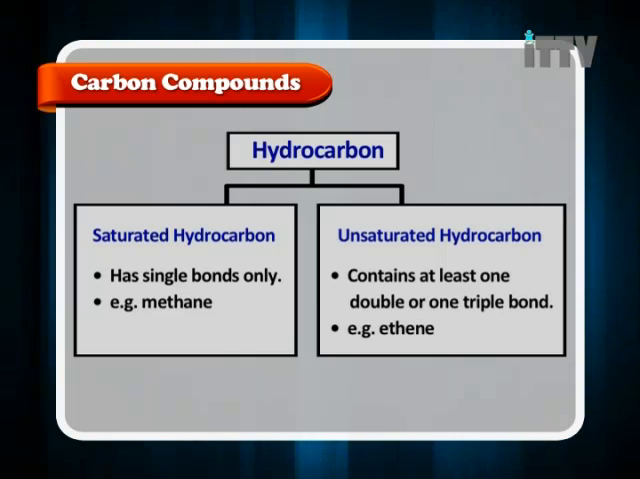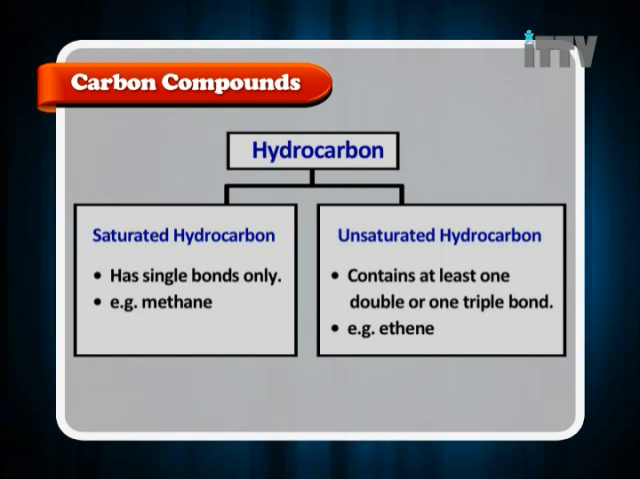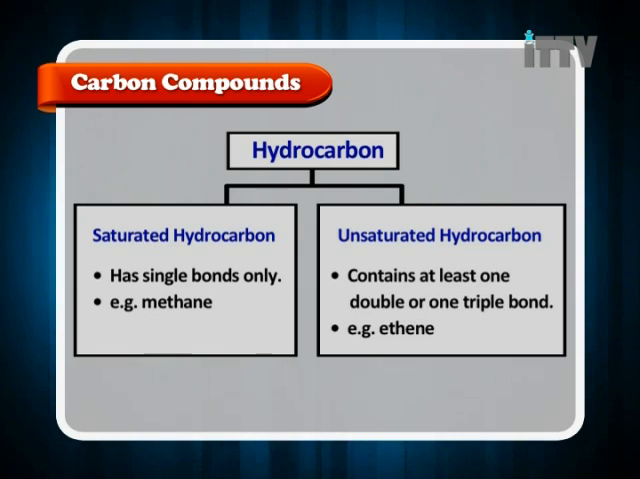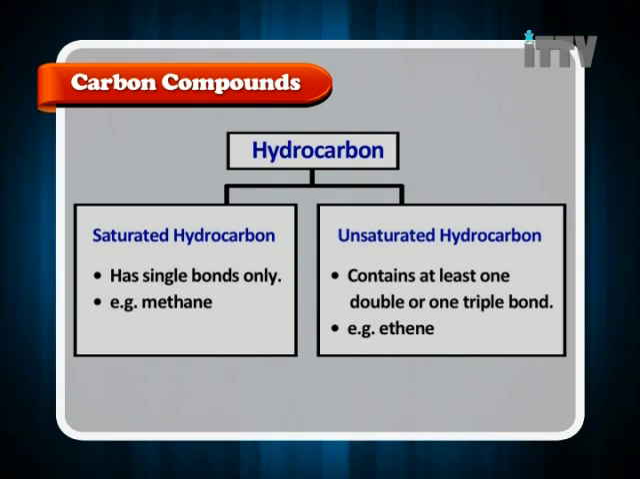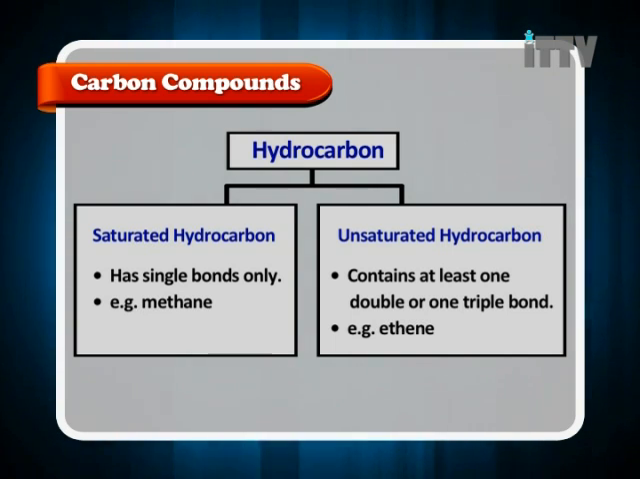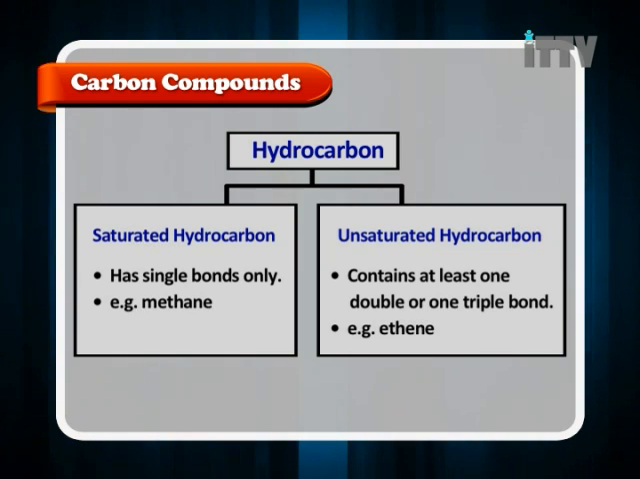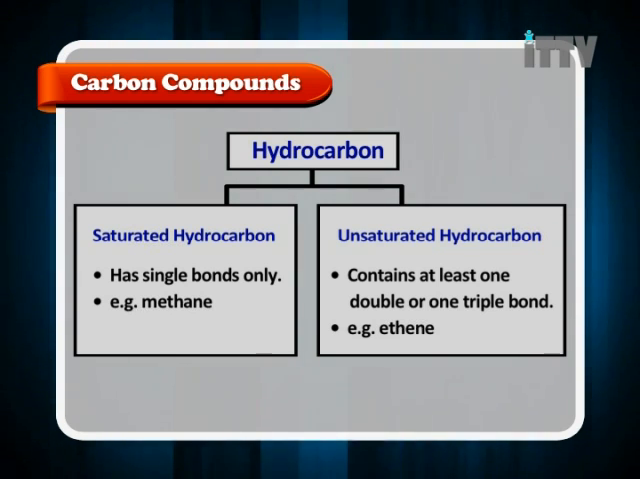Hydrocarbons. Hydrocarbons are divided into 2 main groups. Saturated hydrocarbon, which has single bonds only, or unsaturated hydrocarbon, which contains at least one double or triple bond. Examples of a saturated hydrocarbon would be methane, and an example of an unsaturated hydrocarbon would be ethene.